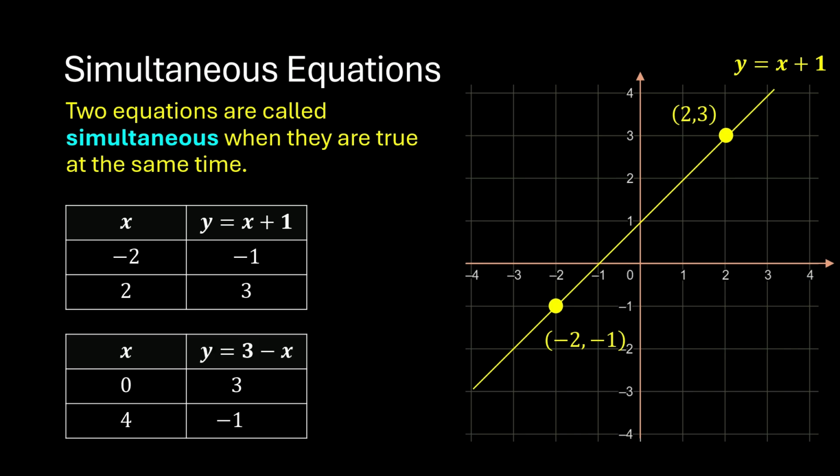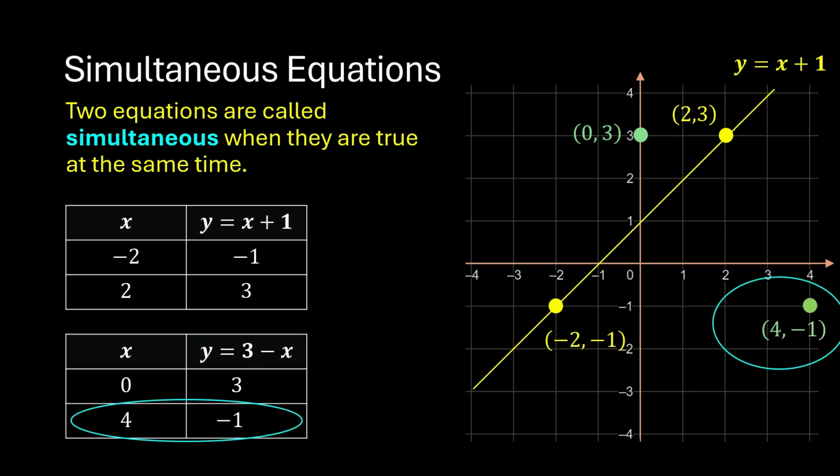Now for our other line, we're now going to plot y equals 3 minus x similarly. When x equals 0, y equals 3 minus 0, which is 3. And that's this point here, 0, 3. Now for the other point. When x equals 4, y equals 3 minus 4, which is equal to minus 1. So we plot 4, minus 1 and join the points to form our line y equals 3 minus x.